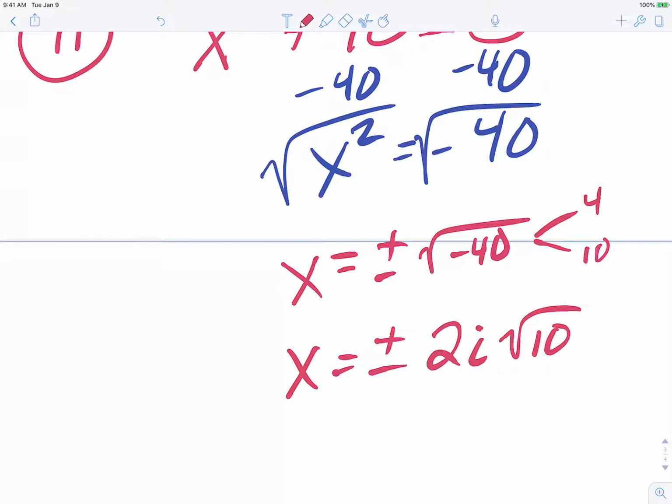So when we start redoing some of our quadratic formulas that have negative discriminants, we can use the negative discriminant and make an imaginary answer, so using i.